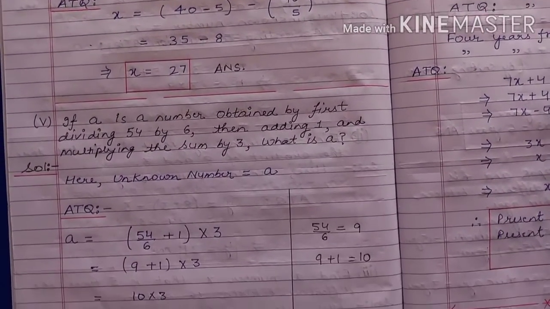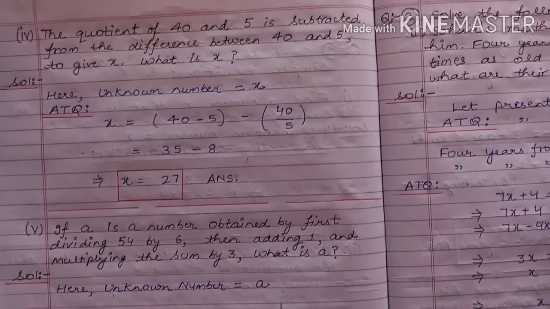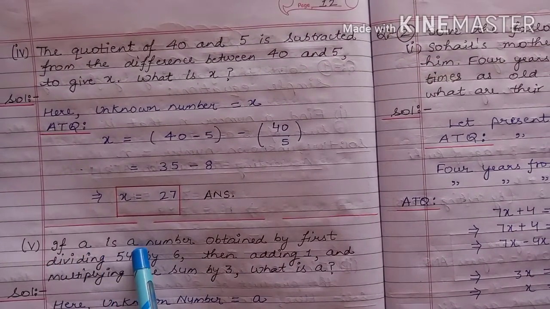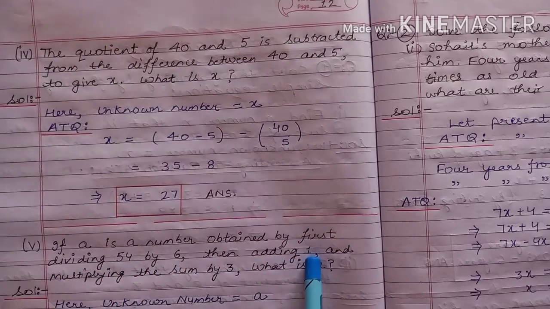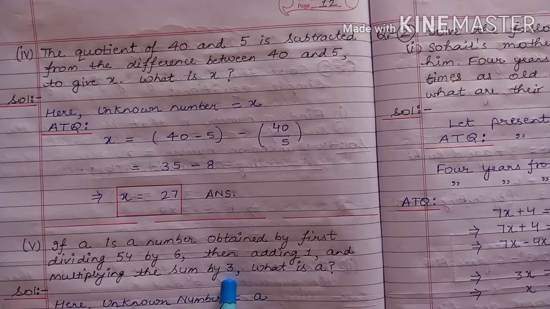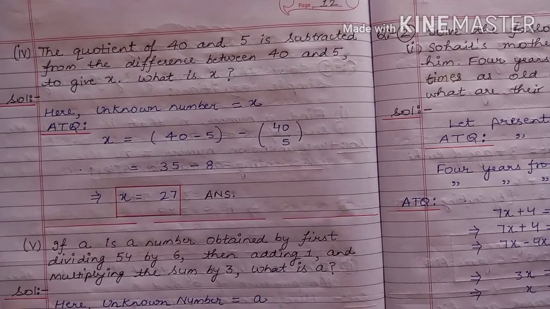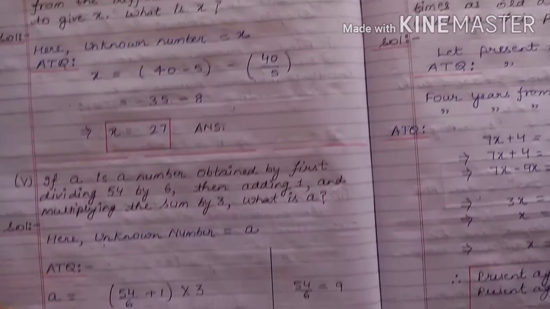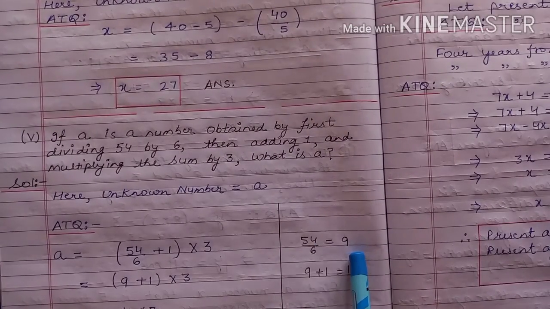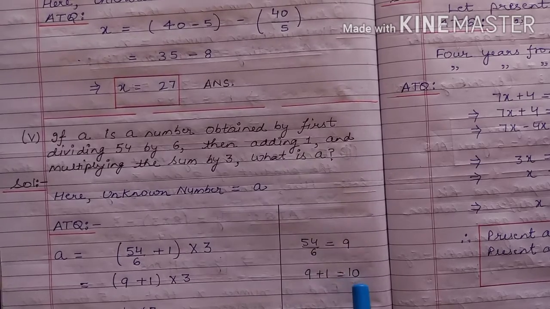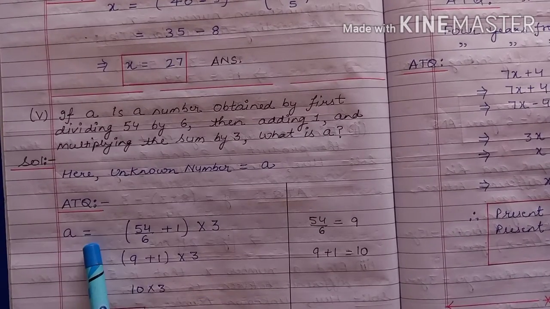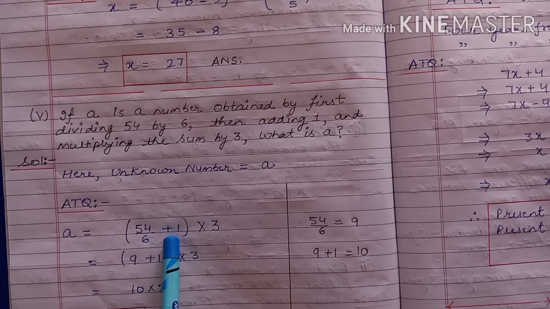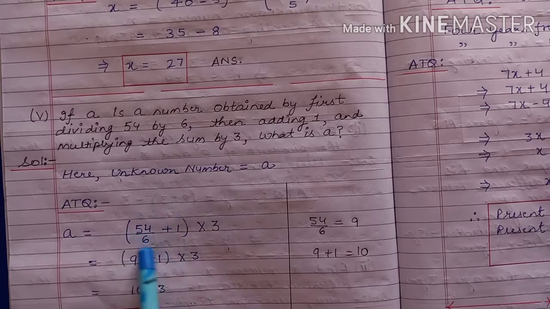Similarly, we can solve the fifth part. The fifth part is, first of all the statement: if A is a number obtained by first dividing 54 by 6, then adding 1 and multiplying the sum by 3, then what is A? So in this question, what we have to do? First, we have to divide 54 by 6. Then we add 1 to the answer, and then we multiply the answer by 3. So it means A is equal to 54 over 6 plus 1. First we add 1 to 54 over 6. Then we multiply the whole thing by 3.